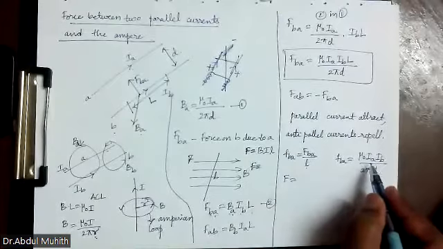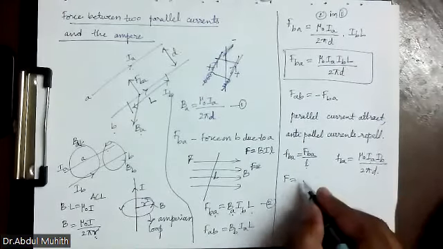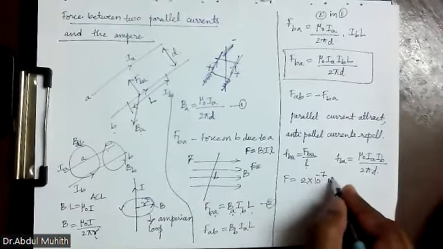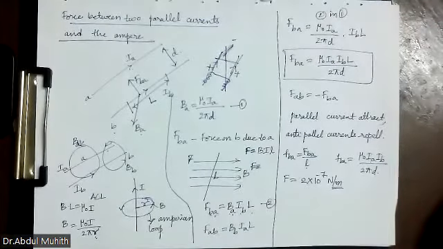If 1 ampere current is flowing through each wire and the distance is also 1 meter, in that case they found out that the force is 10 to the power of minus 7 Newton per meter. This much is the force acting on each of them. Is this clear, all of you?